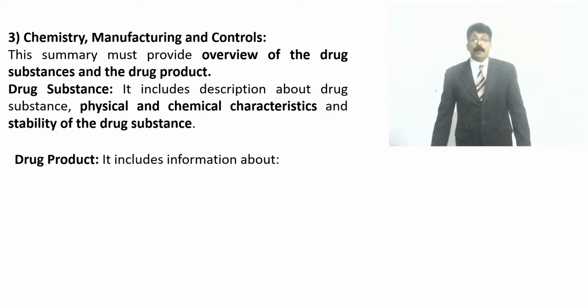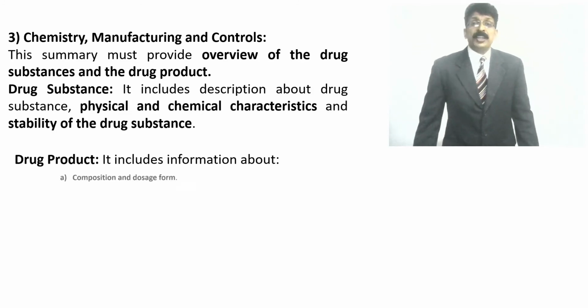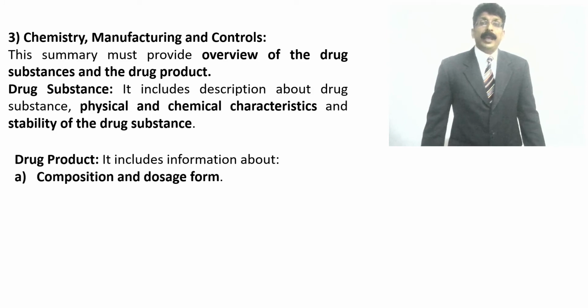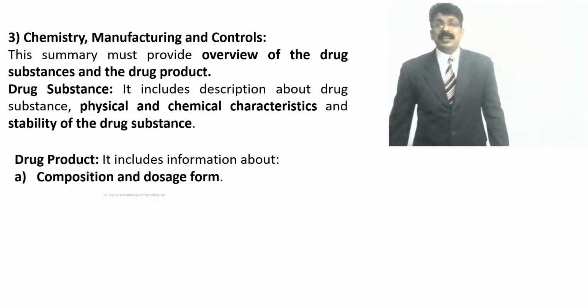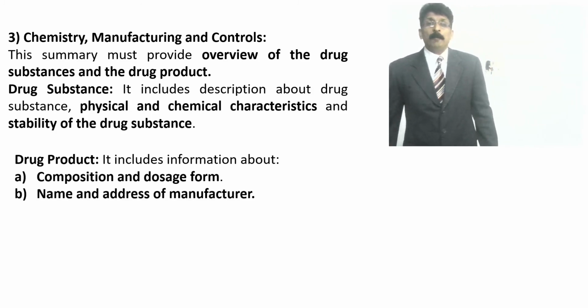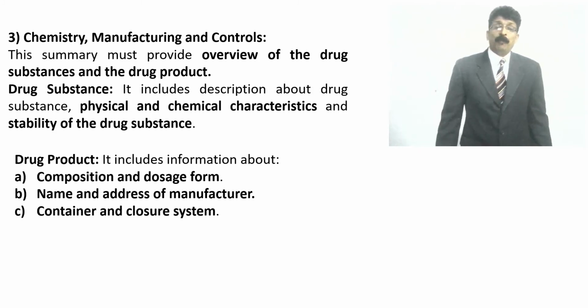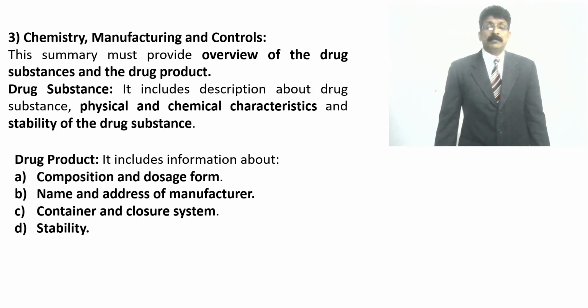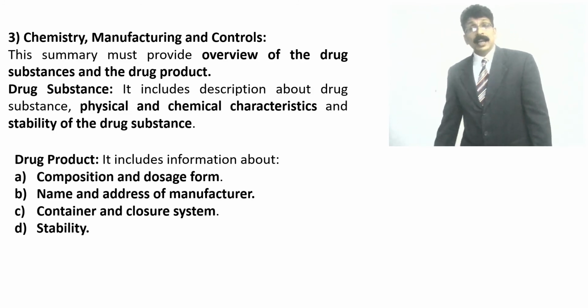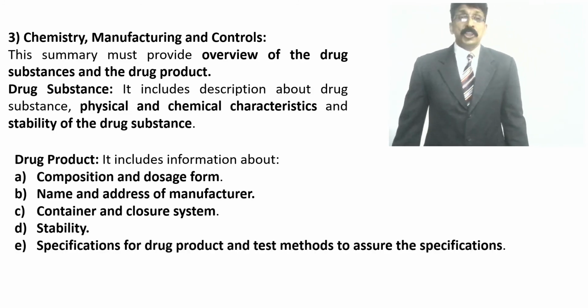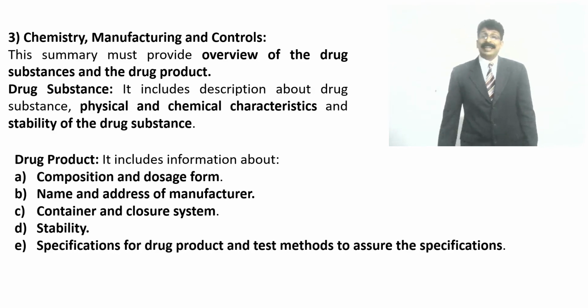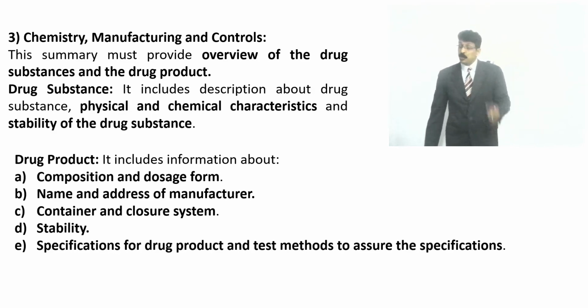Drug product includes information about composition and dosage form, name and address of manufacturer, container and closure system, and then stability, specification of the drug product and test method to assure the specification which is given.